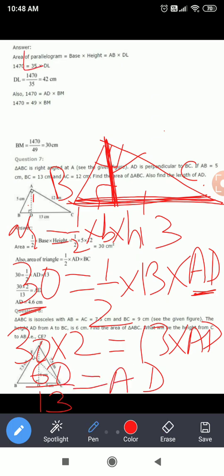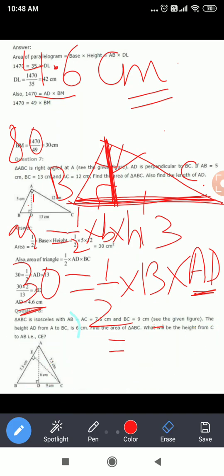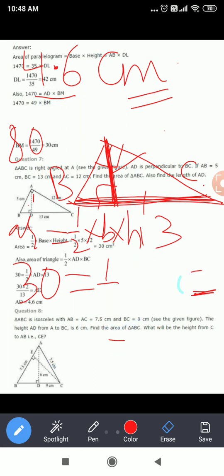13 4s are 52. 8 will be left. 80, 13 6s are 78. So it will be 4.6 centimeters around. Approximately AD will be 4.6 centimeters. So in this way we have got the height for the given triangle.